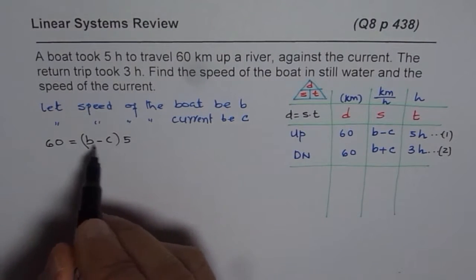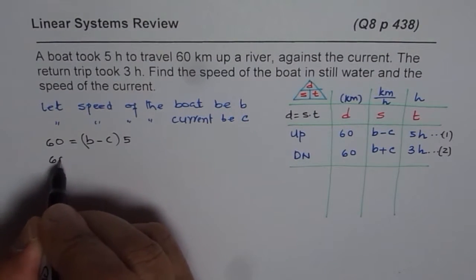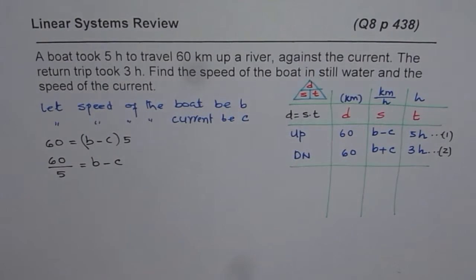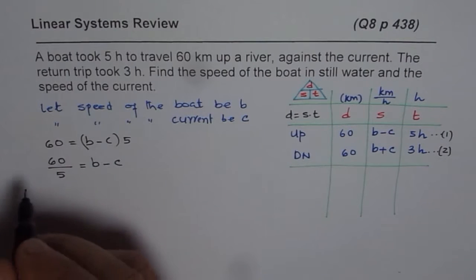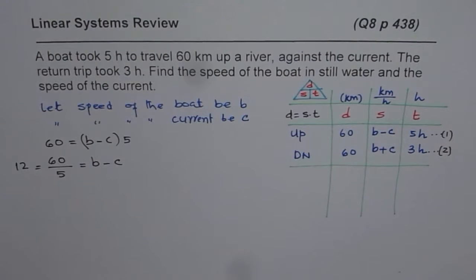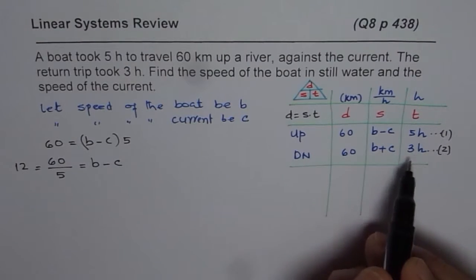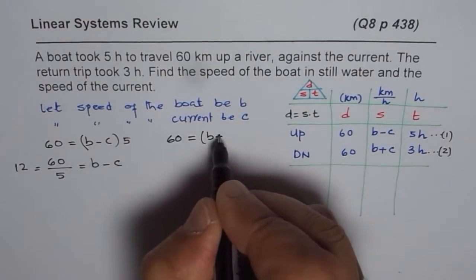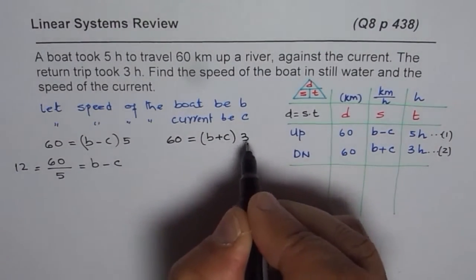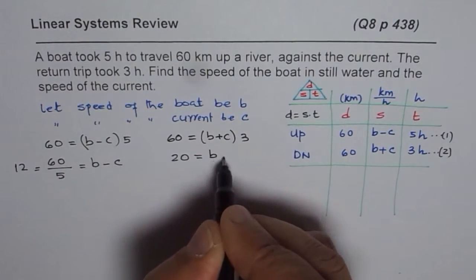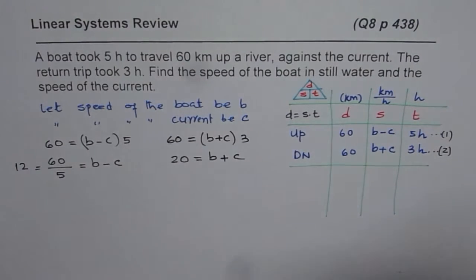We can simplify this equation. We divide 60 by 5 and we get the difference between the speed of the boat and the current, which is 12. So that is one equation. The second equation you can get from the second statement, which is 60 equals B plus C times 3. Again we'll simplify this. Dividing 60 by 3, you get 20 equals B plus C, correct? So we now have two equations.